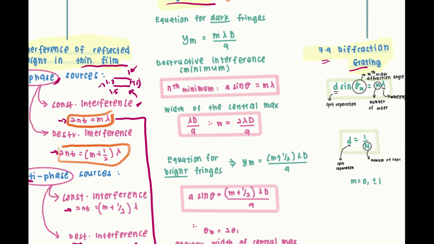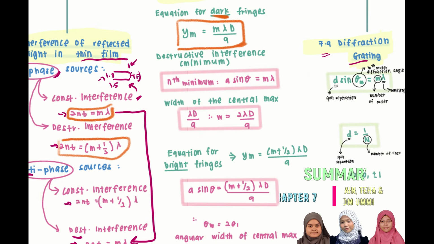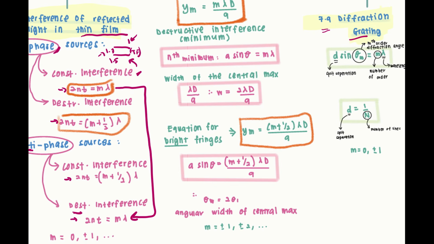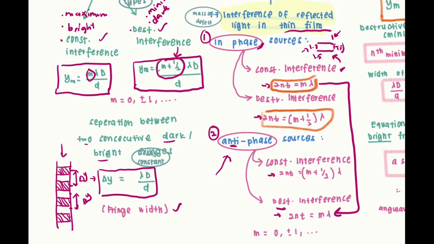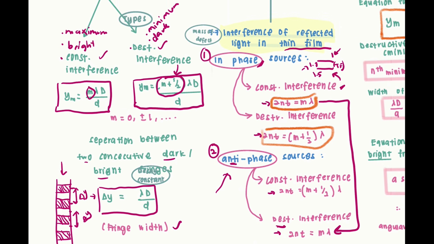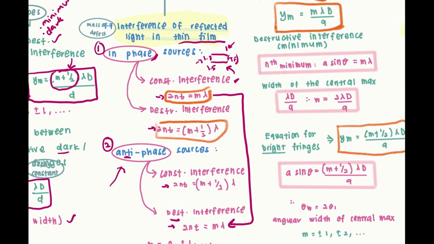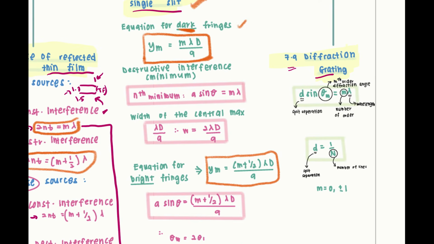Then the next case is diffraction by a single slit. For single slit we have a few equations. For dark fringes, we have y equal to m lambda D over a. And for bright, we have m plus half lambda D over a. If you compare with the double slit, it is the other way around, meaning that the equation for constructive double slit is more or less equal to the equation for destructive single slit, m lambda D over a.